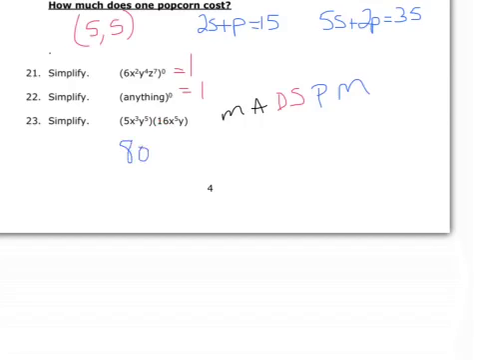And then we're going to add the exponents. So we have 3 x's being multiplied times 5 x's that are being multiplied. So 3 plus 5 is 8, so x to the 8th power. And for the y's, we have 5 of them here being multiplied times 1 of them here, so that gives me 6. So y to the 6th power.